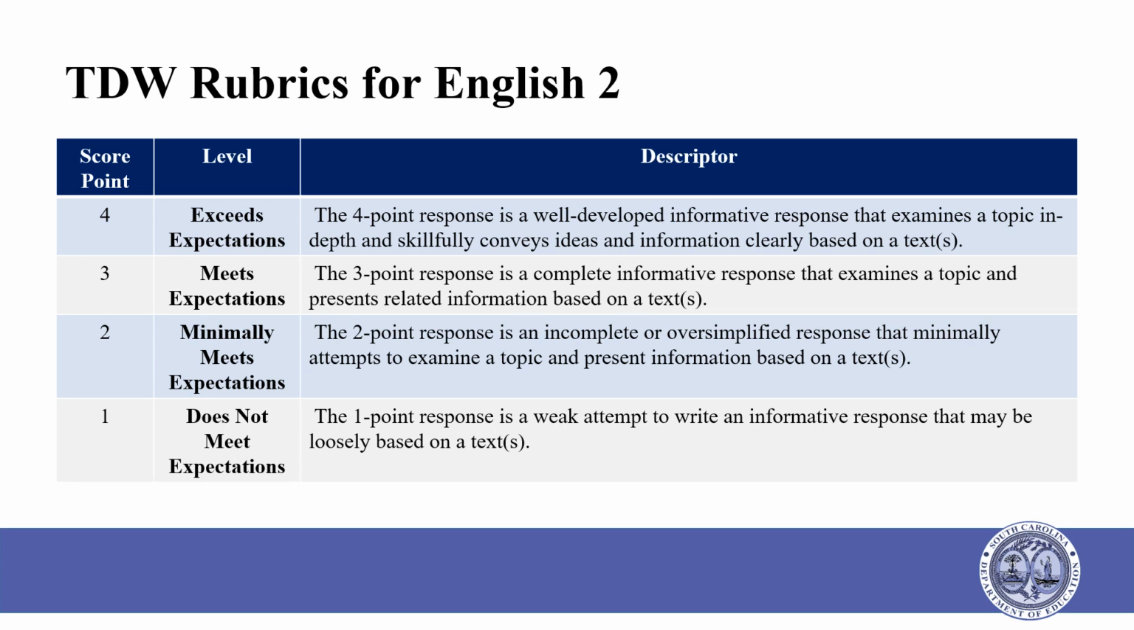Let's look at the cover page of the English 2 rubrics. Both English 2 TDW rubrics have 2 traits and include an overview of the traits on the first page of the rubric. The sample here is from the cover page of the To Inform rubric. You will notice Trait 1 is worth 4 points of the holistic 6-point score.